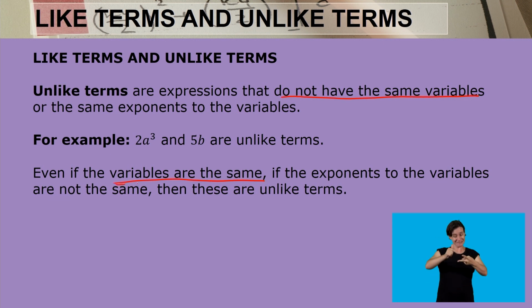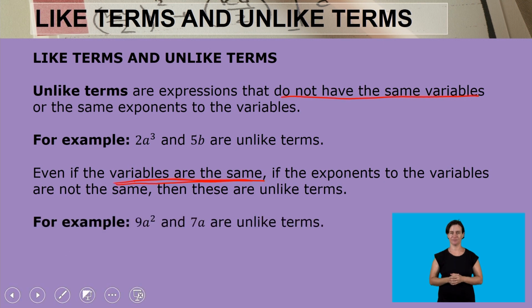So even if the variables are the same, if the exponents to the variables are not the same, these will be unlike terms. For example, we would have there a 9a squared and a 7a cubed. They are still unlike terms. Yes, they have a as the variable, but they are unlike terms because the exponent is not the same.